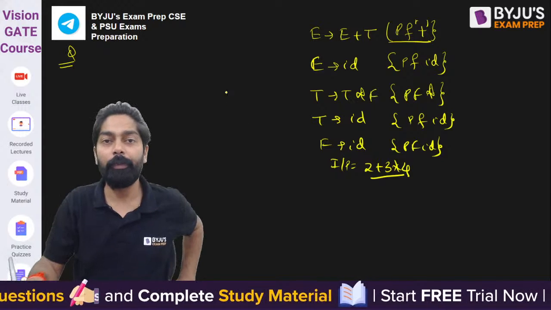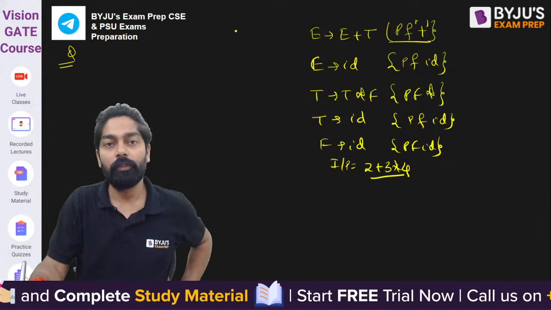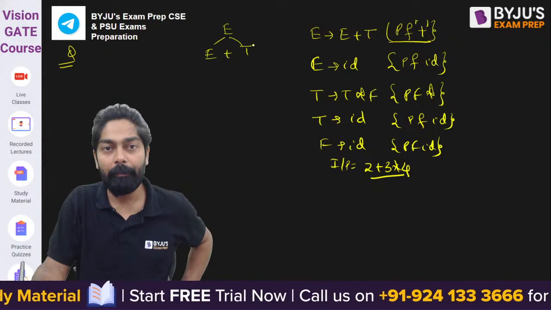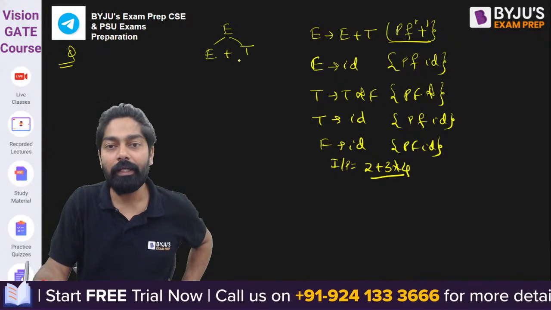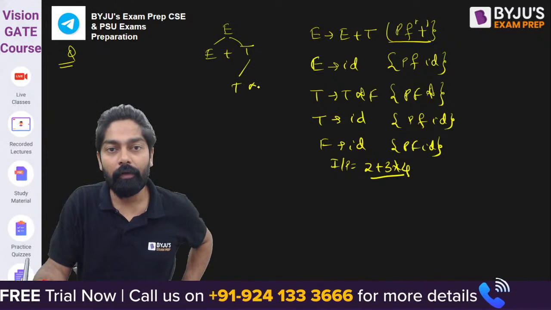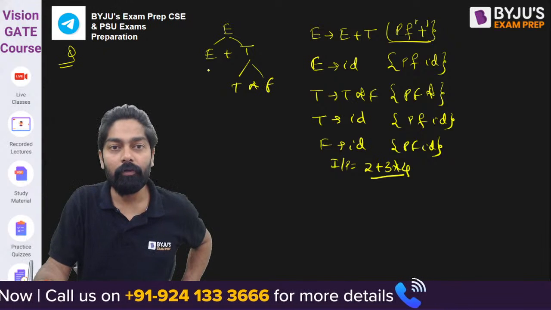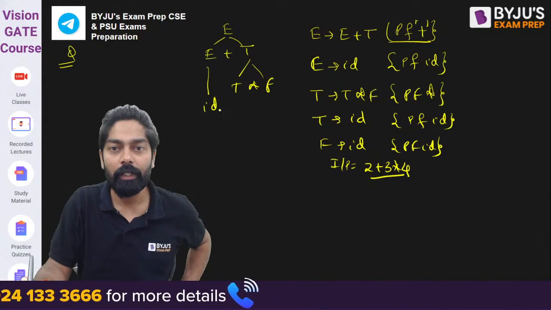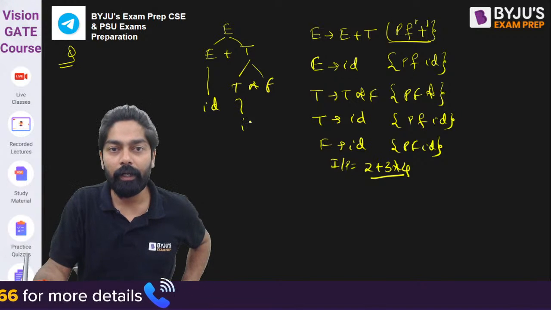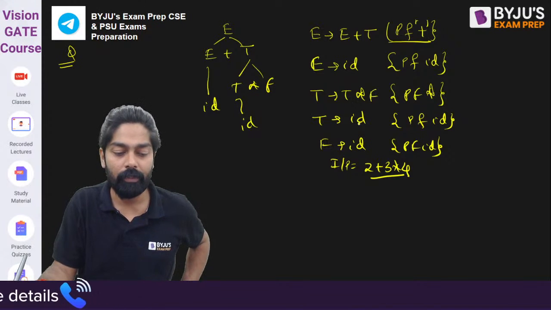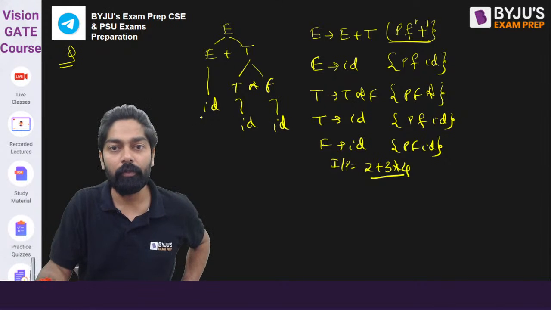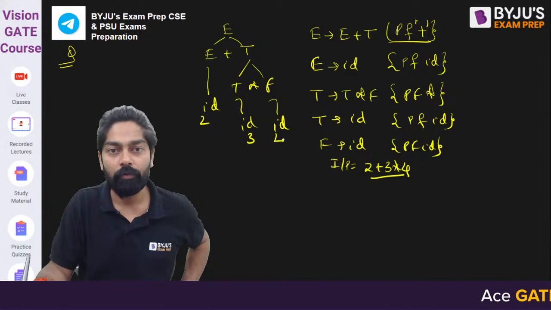Fine. Please try this one. It is nothing but E goes to E plus T, and T goes to T star F. For E goes to ID, I can write ID directly, and T goes to ID, because ID is directly given in this question, and F goes to ID. These are productions 2, 3 and 4.